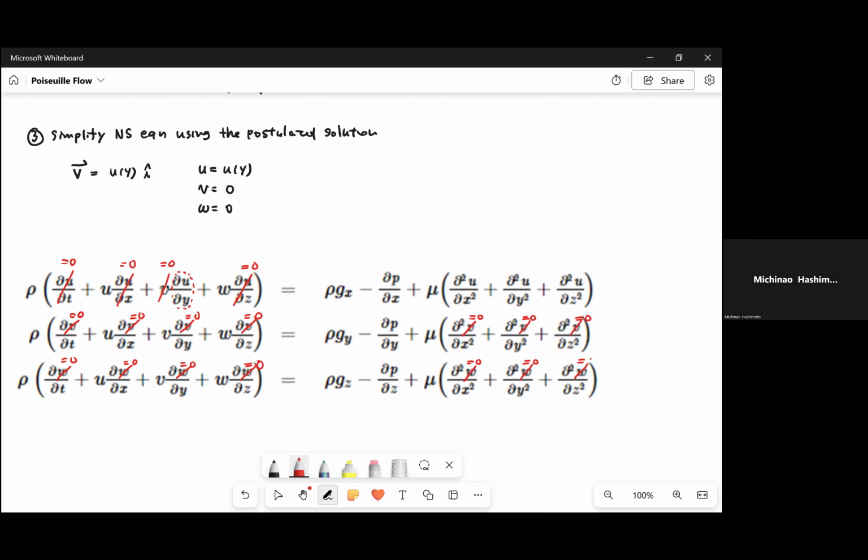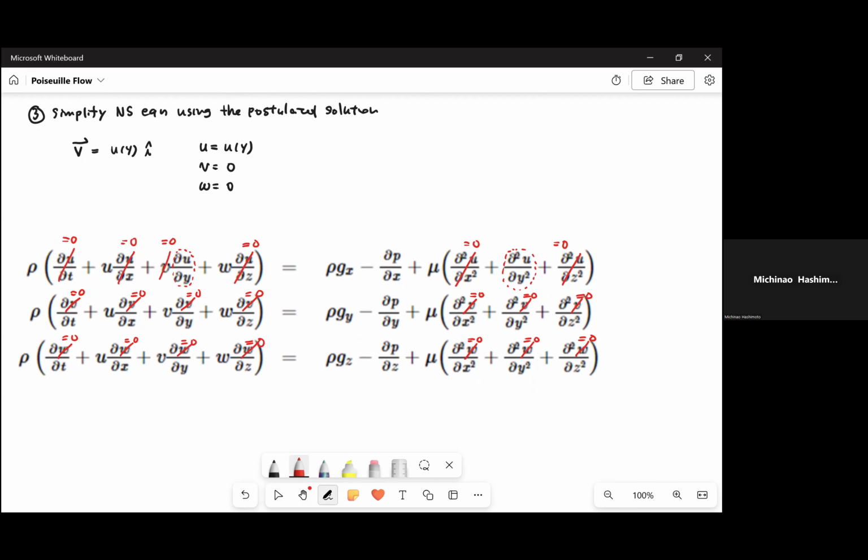Then, the same idea: if you take the partial derivative du/dx, this equals 0. If you take this partial derivative, this also equals 0. And then potentially d squared u/dy squared is non-zero. Those are the potential terms.